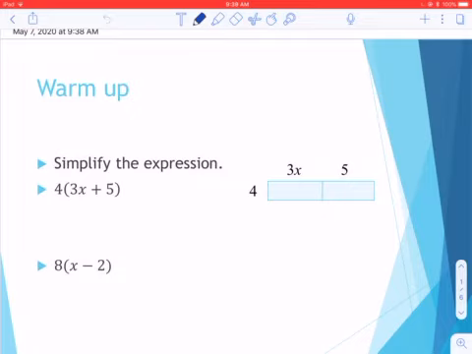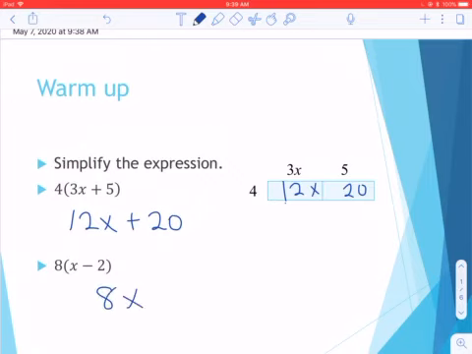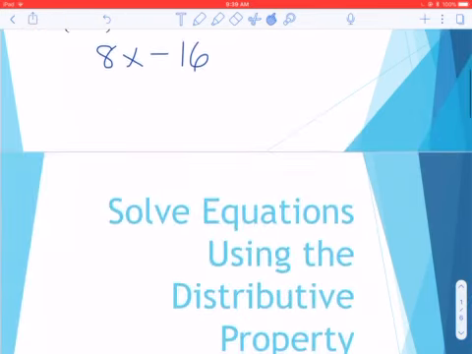So for the first problem, we have 4 times 3x, so that's going to give us 12x, and 4 times 5 is 20. So we have, for the first expression, 12x plus 20. For the second problem, 8 times x is 8x. Don't forget to multiply times the second number. So 8 times 2 is 16, so 8x minus 16. Hopefully that comes back to you a little bit because we're going to be using that today.